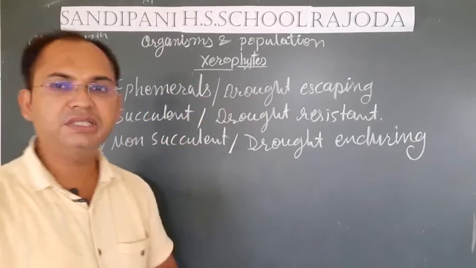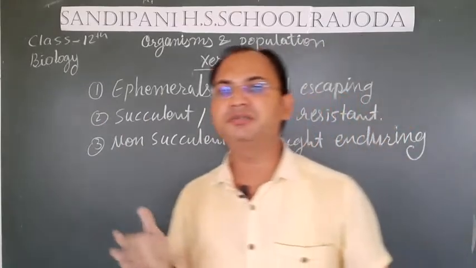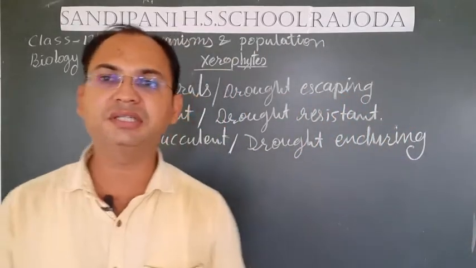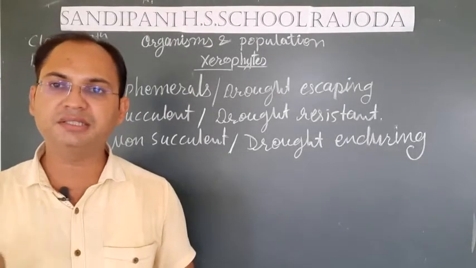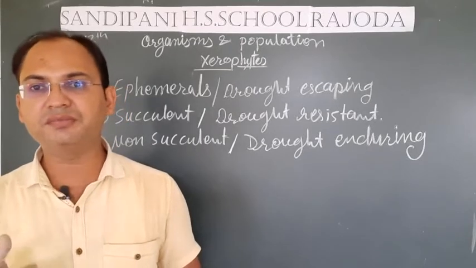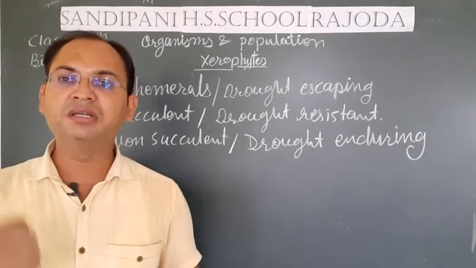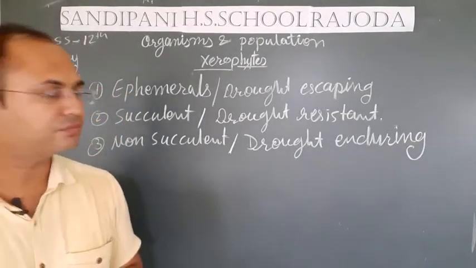So they complete their life cycles during the favorable conditions or the availability of water, or we can say in rainy seasons. Before the drought conditions rise, they produce their seeds again, and remain in inactive form up to the time when the next rainfall or next favorable conditions are created.